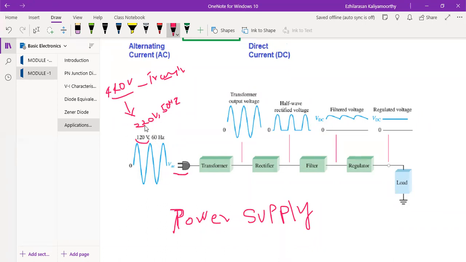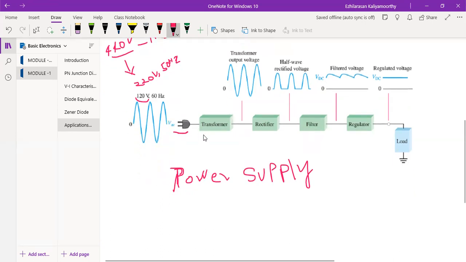The 220 volt is normally for domestic purpose, and the 440 volt is used for commercial purpose. Now that will be given to the transformer. Here we have two different types of transformer: one is the step up transformer, and the second is the step down transformer.